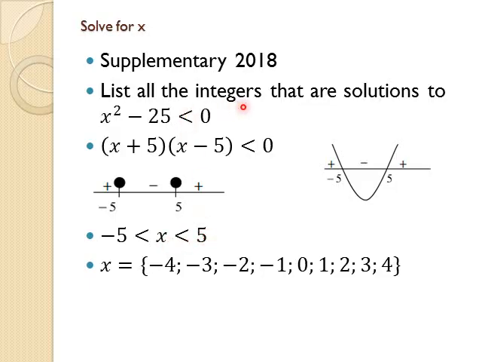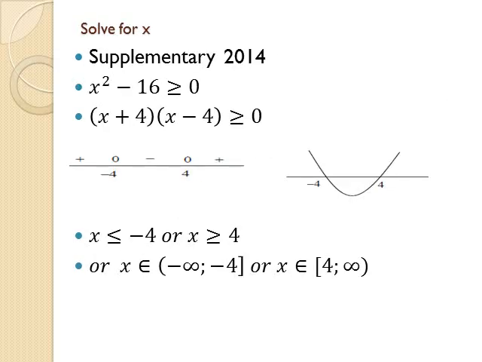And to list all the integers, greater than negative 5 would be negative 4, negative 3, negative 2, negative 1, 0, 1, 2, 3, but it's less than 5, therefore I stop at 4. Close with curly brackets. Right, so that's via difference of two squares. Let's look at the last problem. Supplementary 2014: x squared minus 16 greater than or equal to 0.